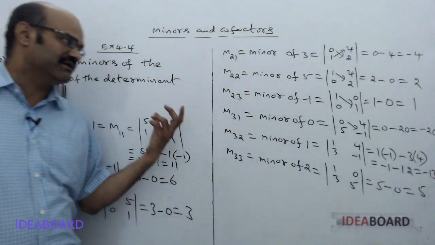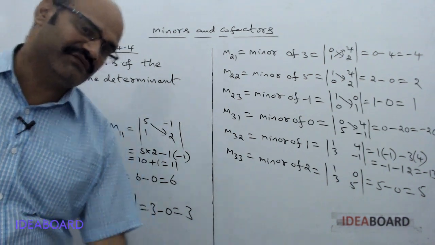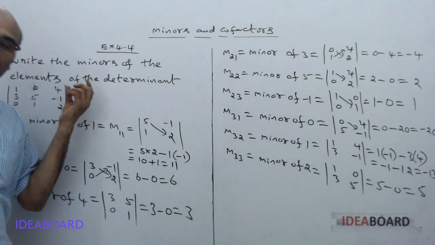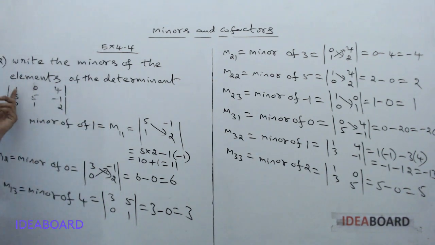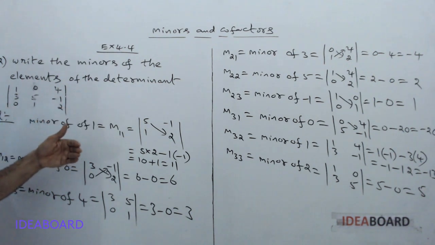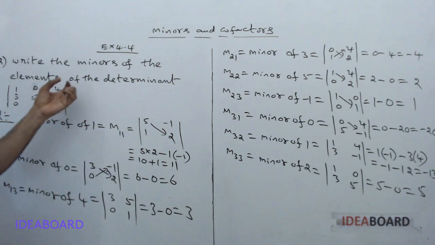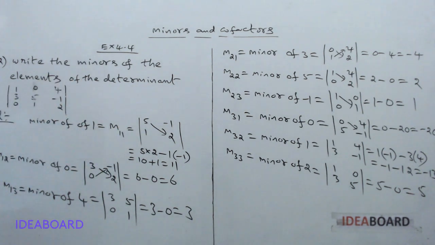This is the way we find the minors of each and every element. So always while finding the minors, we have to identify which row and which column the element lies in. That row and that column we have to eliminate. After eliminating that row and that column, the remaining elements we take in a determinant and find the minor of each and every element.